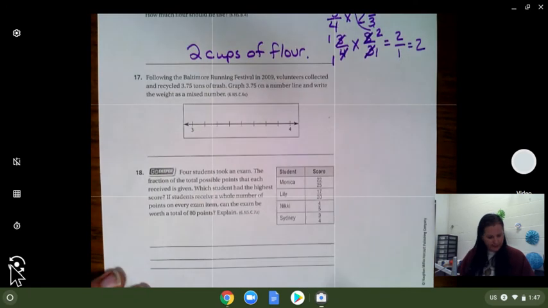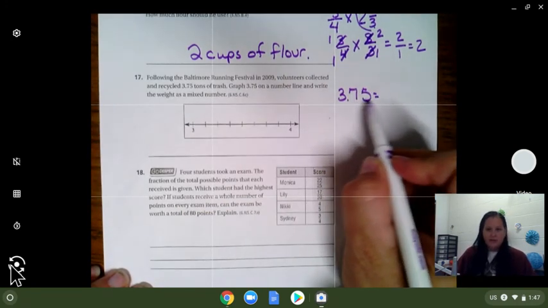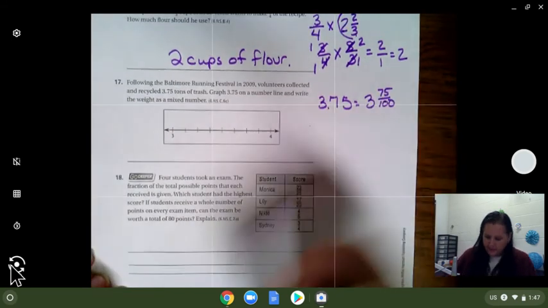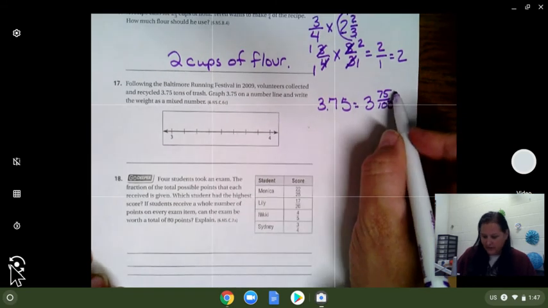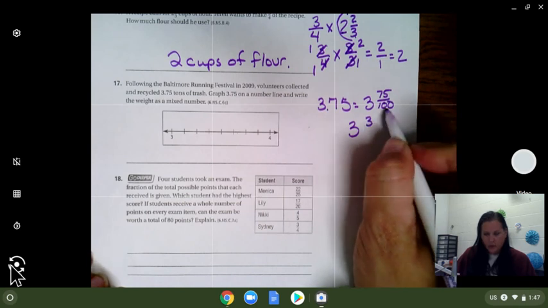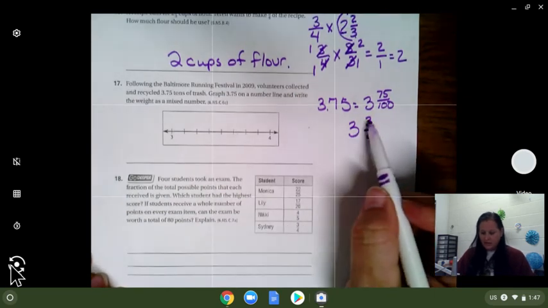Okay, this next one says, following the Baltimore Running Festival in 2009, volunteers collected and recycled 3.75 tons of trash. Graph 3.75 on a number line and write the weight as a mixed number. So here we start with 3.75. We know that 0.75 we could write as 3 and 75 hundredths. Then we simplify by dividing the top and bottom by 25. 75 divided by 25 is 3. 100 divided by 25 is 4. So we have 3 and 3/4.